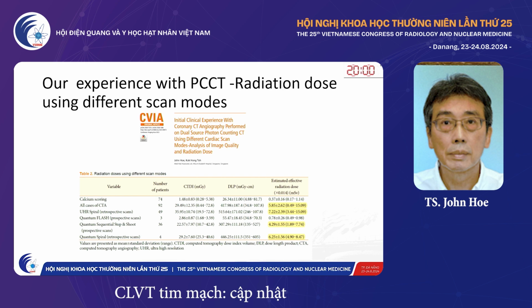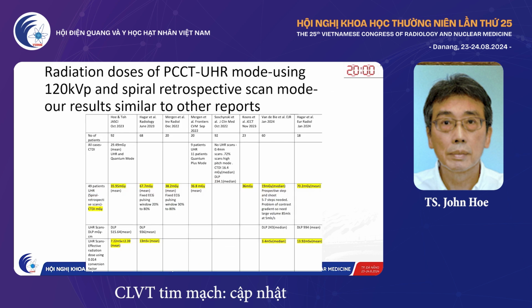Now I want to talk a bit about the radiation dose with our PCCT scanner. You can see that when we scan with 0.2 mm collimation, because we had to do retrospective gating, the dose was quite high, on average 7.2 millisieverts. With using 0.4 and step and shoot, the dose was lower at approximately 4.29 millisievert on average. And you can see that our results are similar to other published papers. Our average was 7.2 mSv.